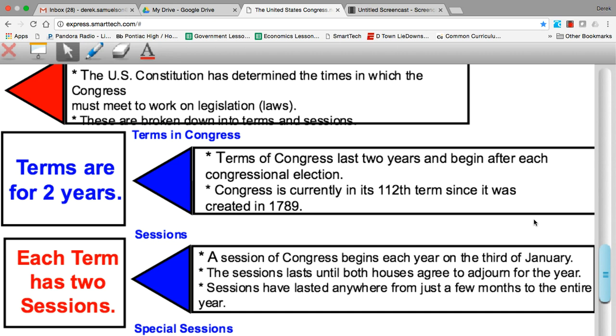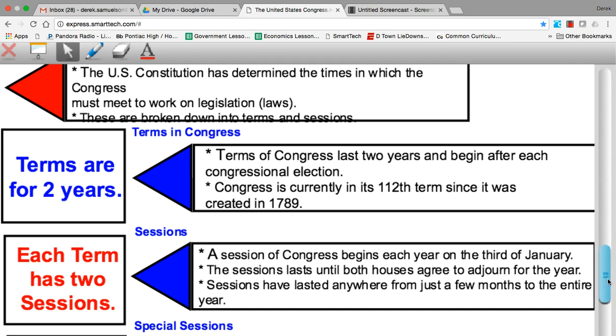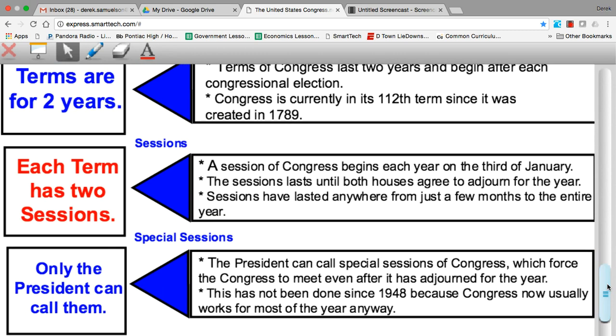The sessions might end a little bit earlier. It might end in late November, but you're really never going to see a session of Congress end before late November. There are, however, things called special sessions.